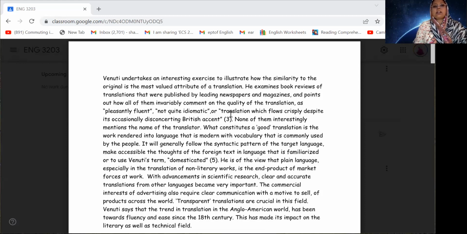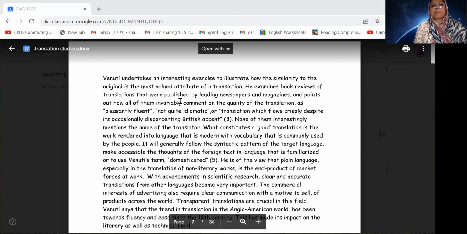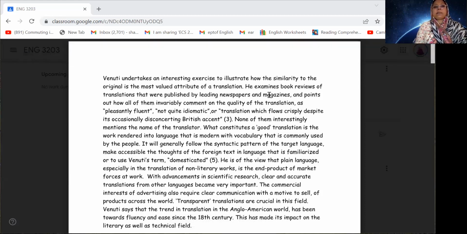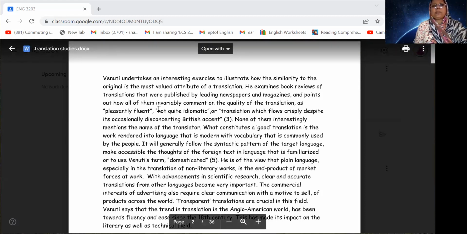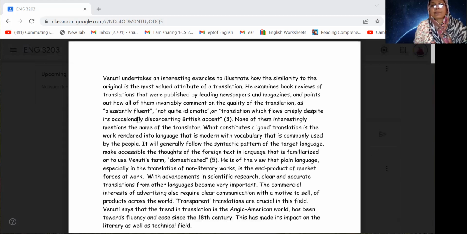এটাও ওয়ান কাইন্ড অফ ট্রান্সলেশন, যেটা ছাপানো হয় কোথায়, নিউজ পেপার আর ম্যাগাজিনে। Book reviews of translations were published by leading newspapers and magazines. Okay, and it is pleasantly fluent and not quite idiomatic.